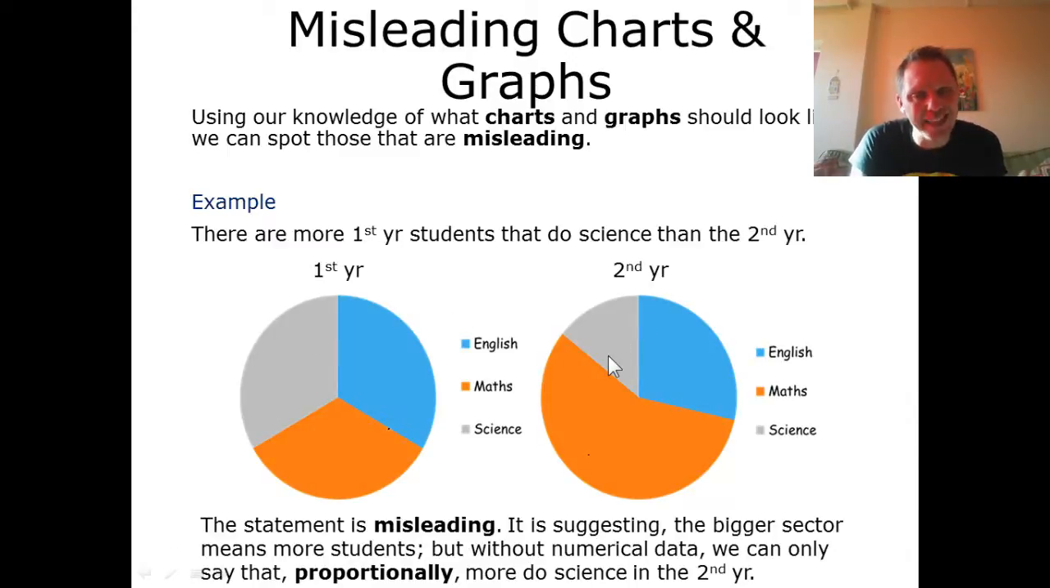But without the raw data there, we can't actually say this because there could be thousands more students in the second year than in the first year, in which case there are more students in the second year that do science than in the first year.